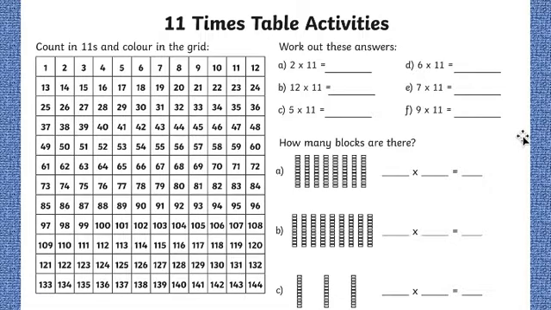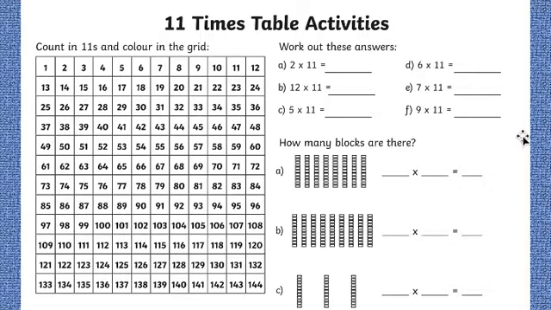The answer is 121. 5 times 11 is 55. 6 times 11 is 66. 7 times 11 is 77. And 9 times 11 is 99.